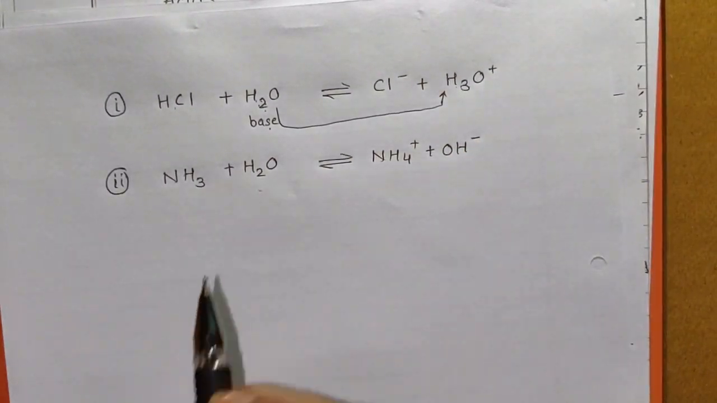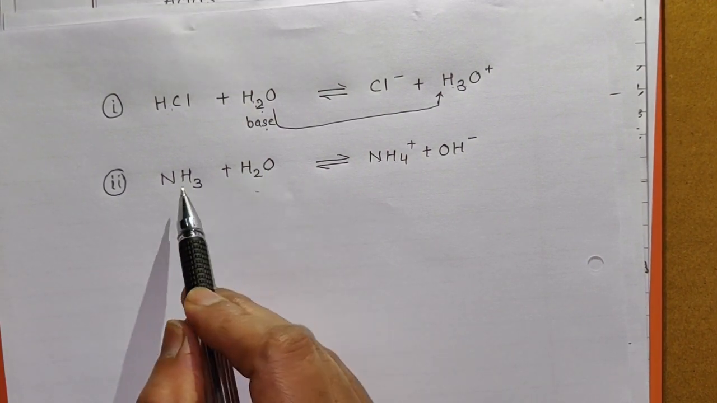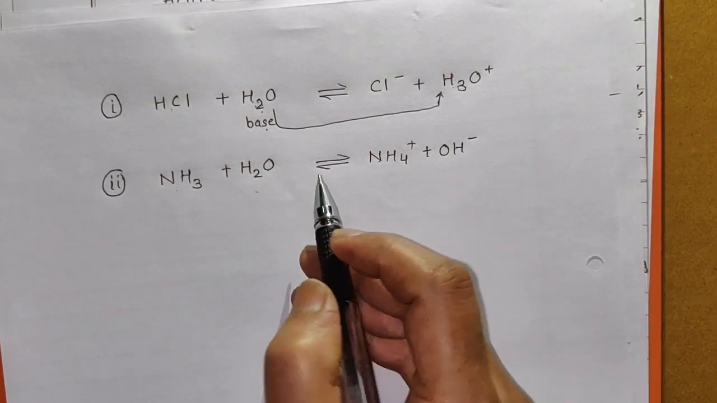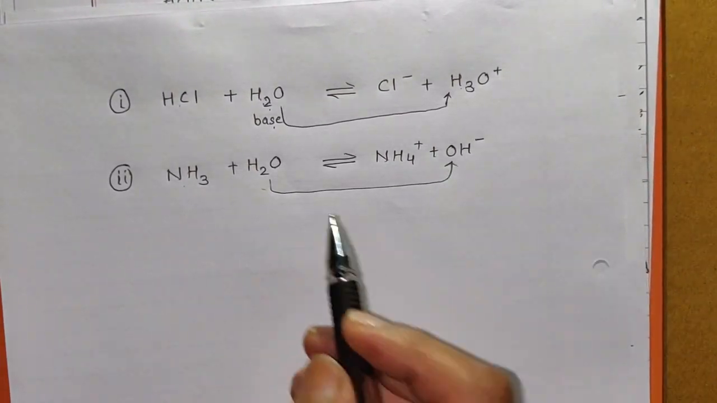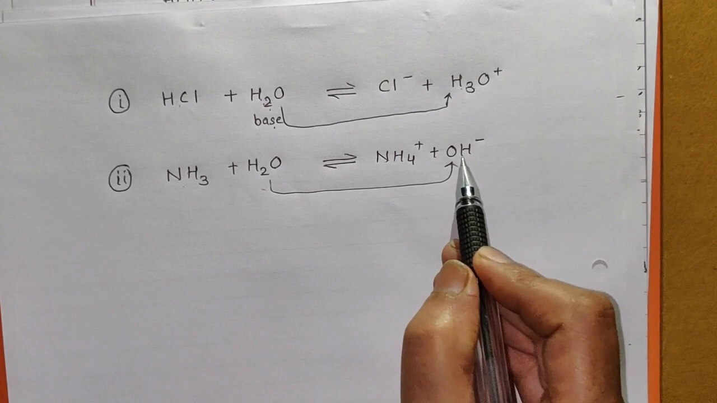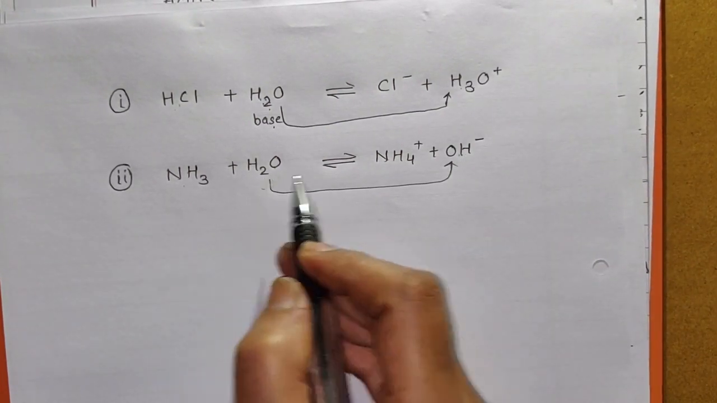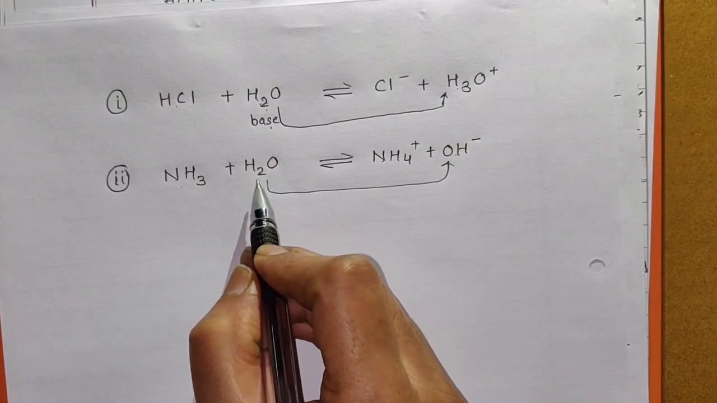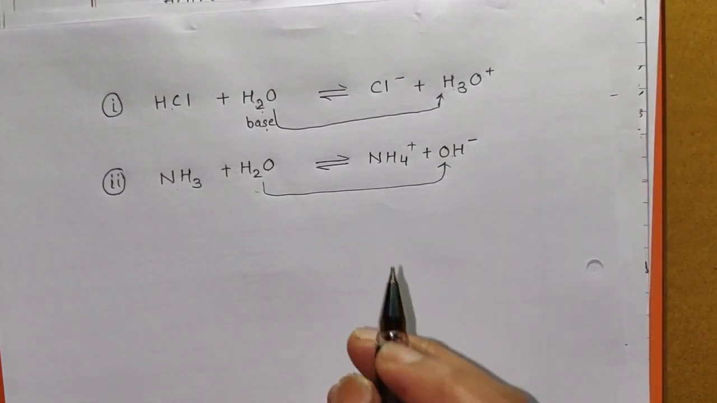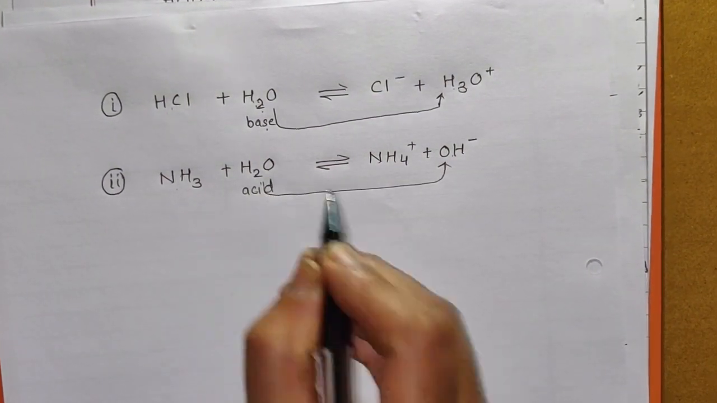Now see the second reaction. In the forward reaction, water reacts with NH3 and it is converted into OH minus. How? H2O is converted into OH minus. In OH minus, one H plus ion is less, that is one proton is less, that is H2O has donated one proton. So by donating proton, it works as an acid.